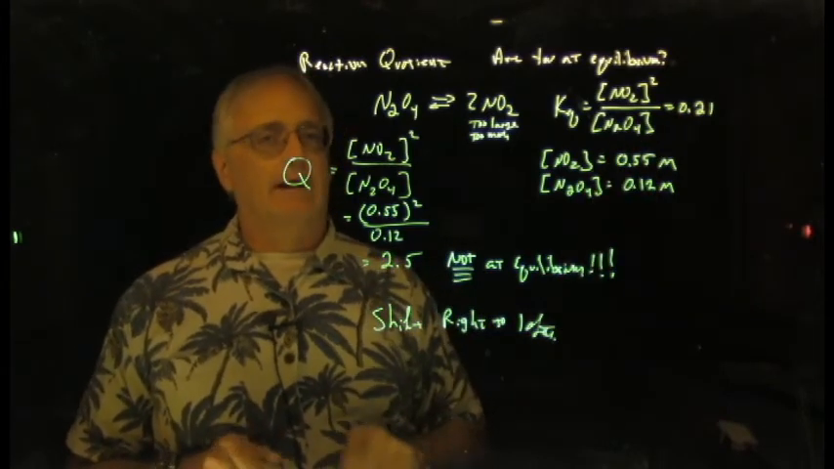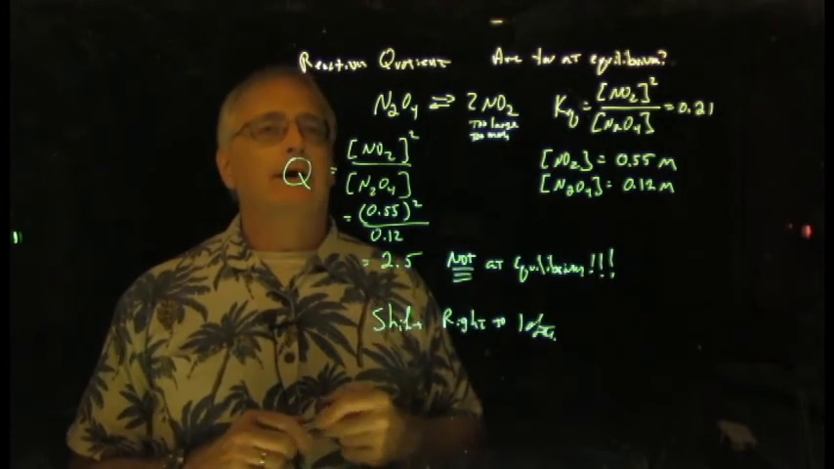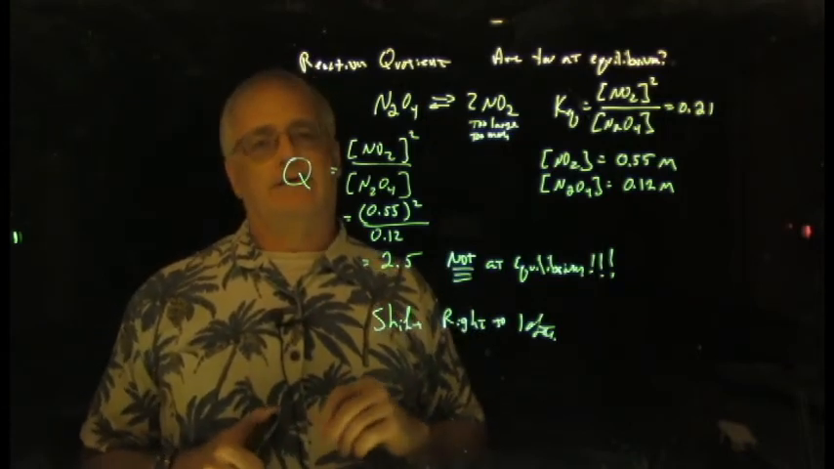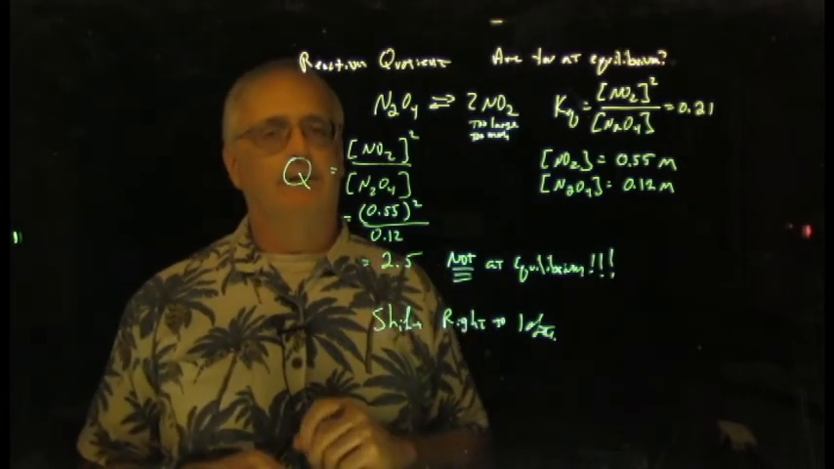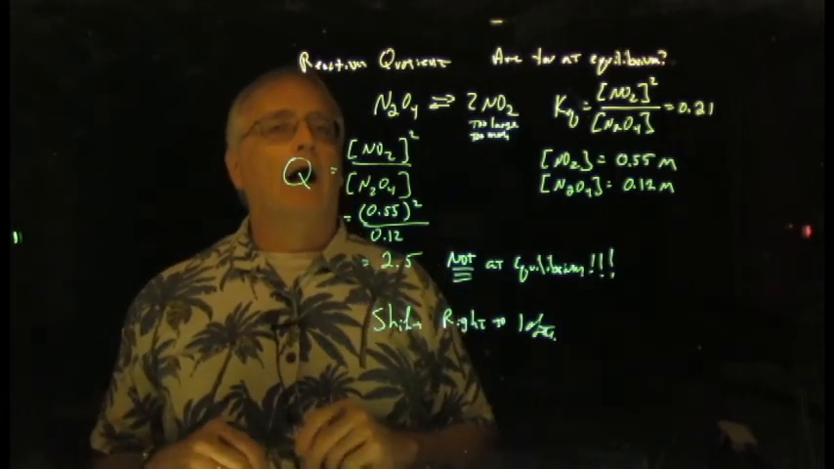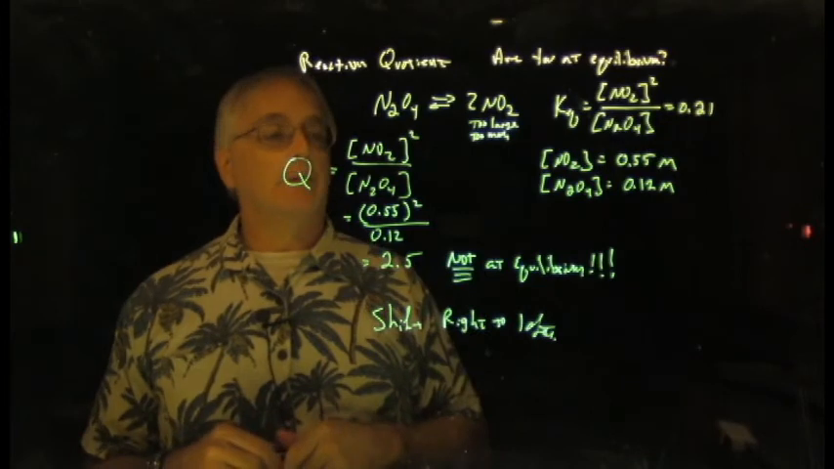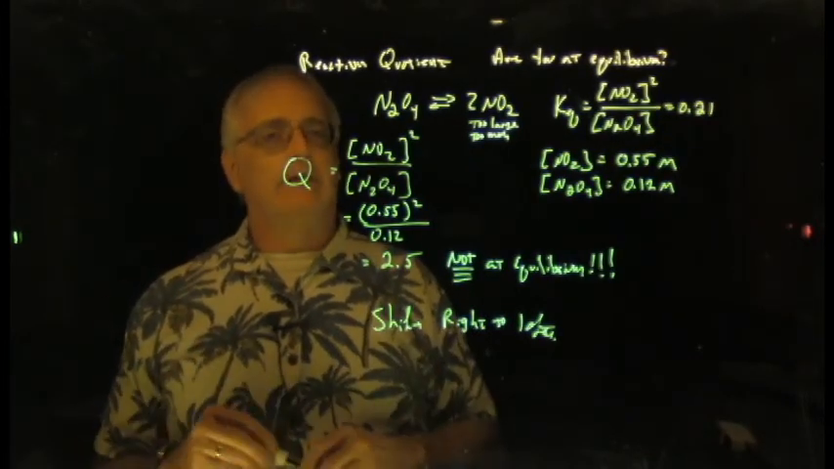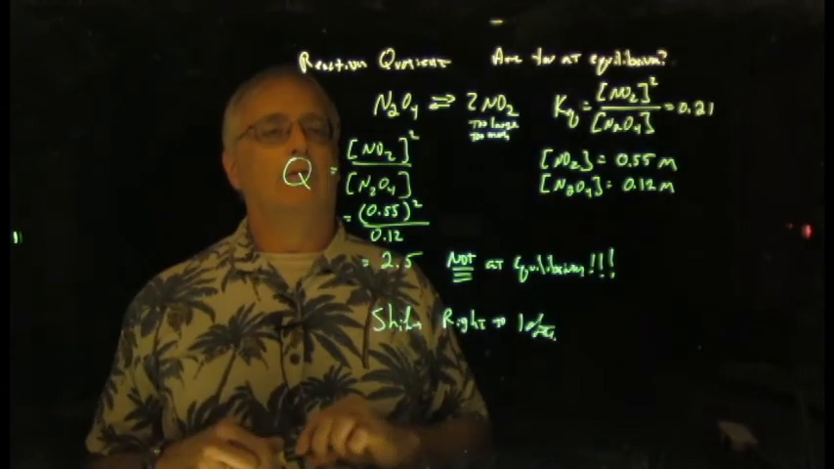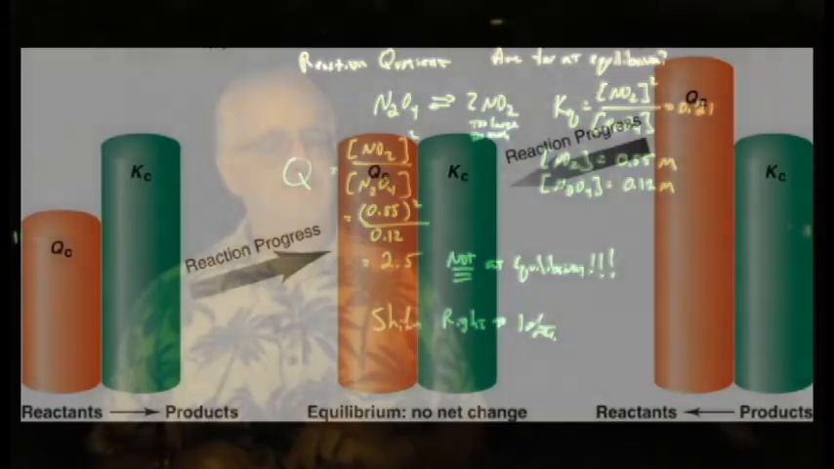Textbooks will often have a little cartoon version of this that some students feel more comfortable just memorizing. If your reaction quotient is less than the equilibrium constant, the following has to happen. If the reaction quotient is greater than the equilibrium constant, like it is here, the following has to happen. So here is a picture of the one that our current textbook uses.